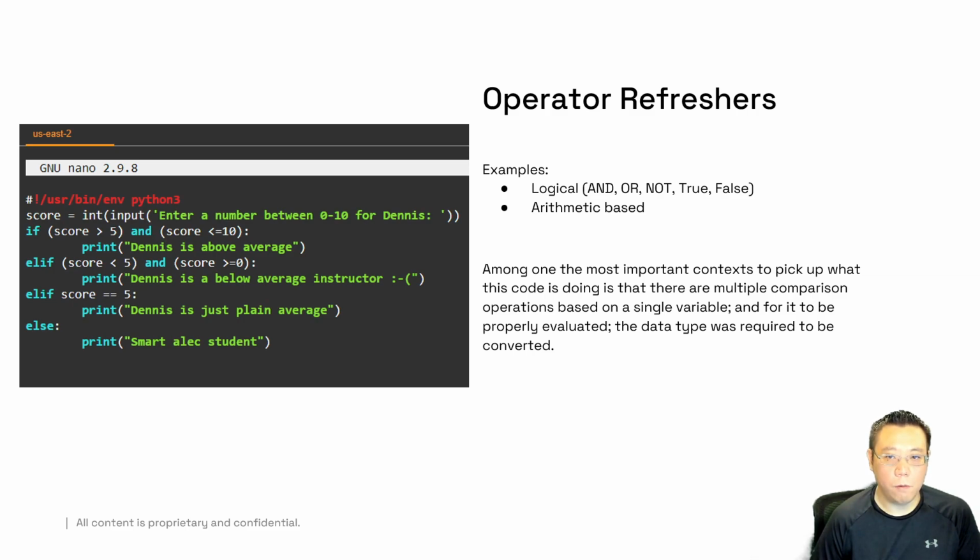So, operator refreshers. You saw this example before. I'll show it to you again just so you have a clear understanding. Again, we're overlapping our knowledge, getting nice reviews together. Logical ands, ors, nots, trues, and falses, as well as arithmetic based. Here's an example of arithmetic based, but it's creating a true or false condition. And we're using ands as part of our operators for comparison.